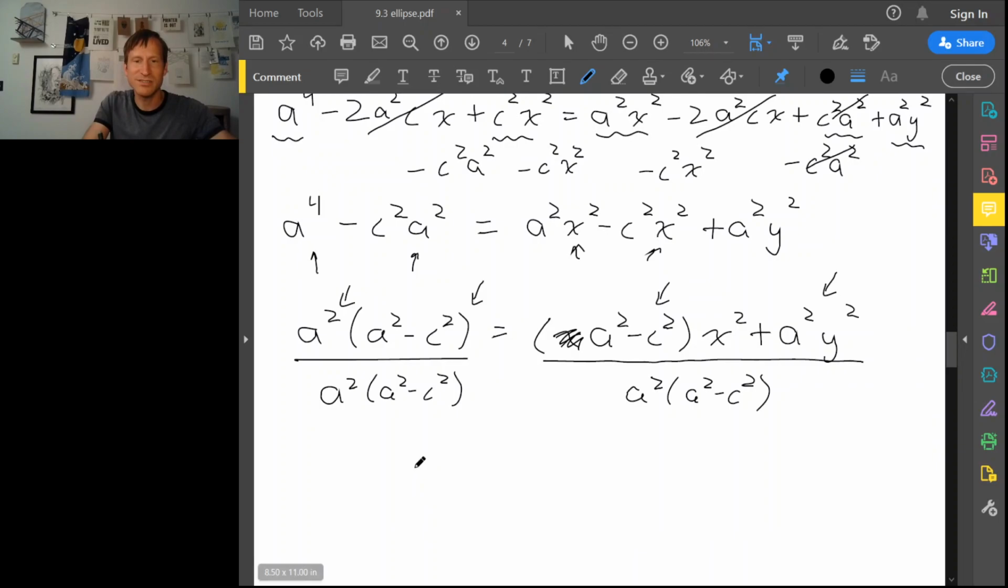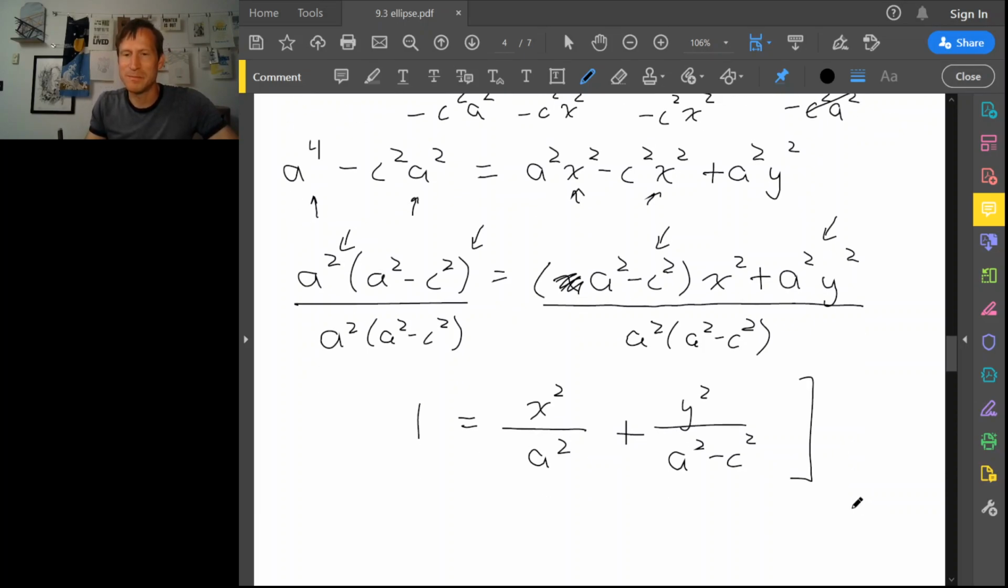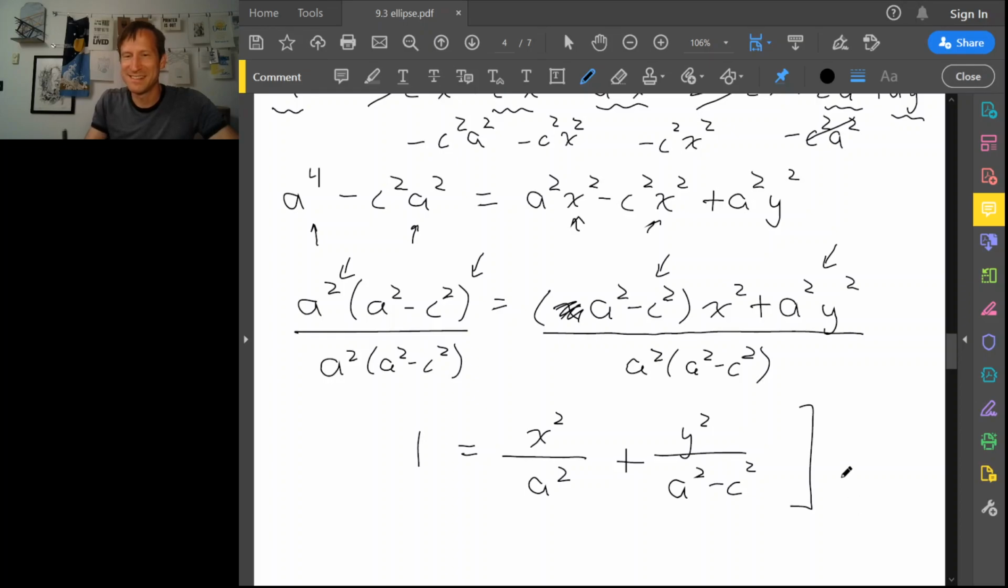So on the left-hand side, that's just going to leave 1. On the right-hand side, when we look at the x squared part, the a squared minus c squared cancels, and we're going to get x squared over a squared plus, and then for the y squared term, the a squareds are going to cancel, and we get y squared over a squared minus c squared. All right, so there's the equation of the ellipse. But wait a second. You might recognize this here. Take a second to go back to the previous diagrams on this handout and see if there's some better way we could write a squared minus c squared.